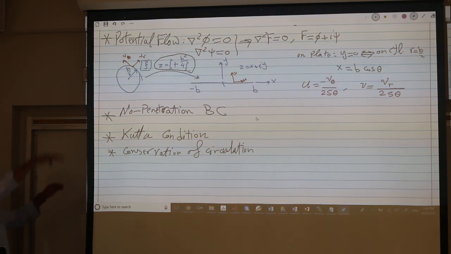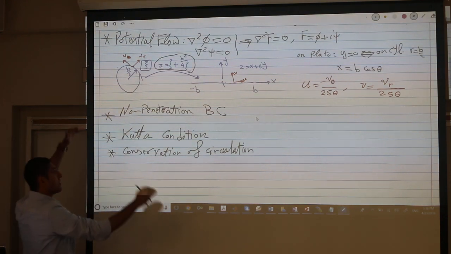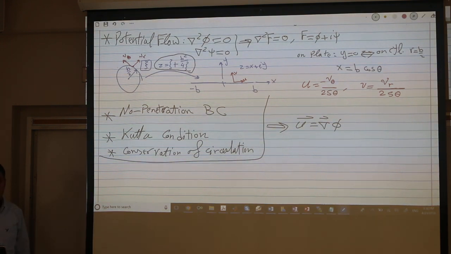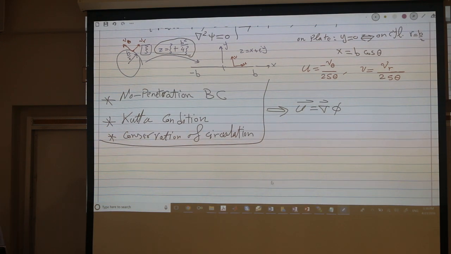So these four statements, they are sufficient to result in your velocity field. You get phi, and from phi you get your velocity field. And then whenever you get the velocity field, how you proceed further, how you get the pressure? Bernoulli. So last time we derived the unsteady Bernoulli.